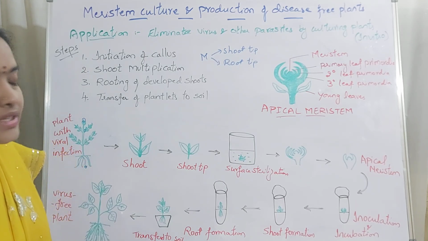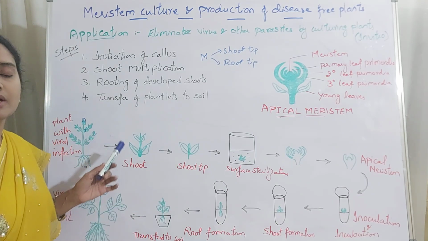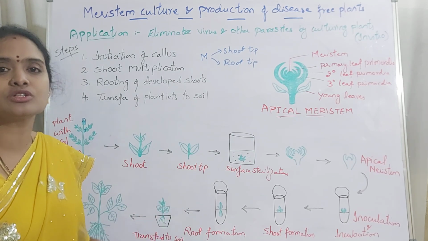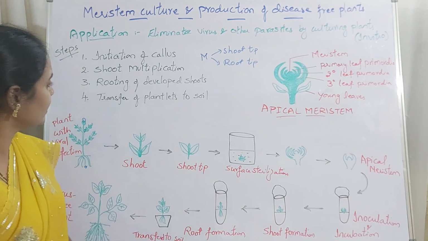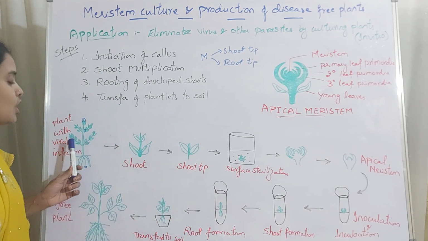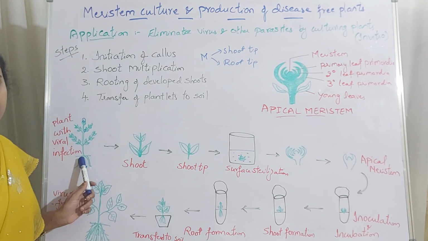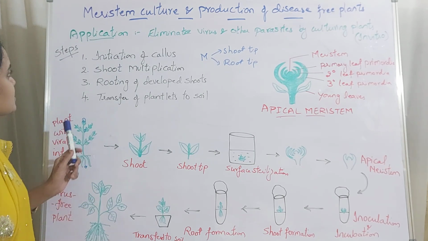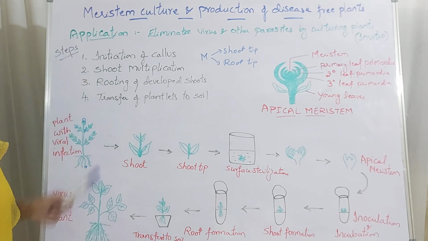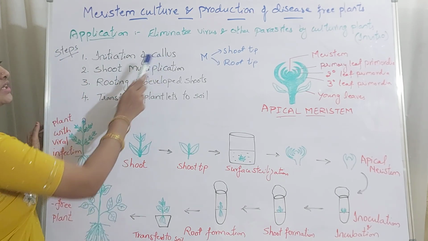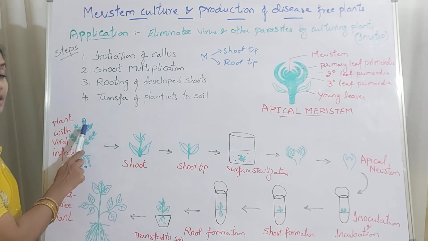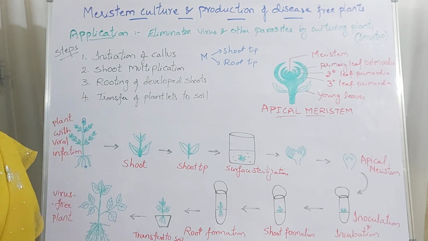Right? So if I take the seeds and sow it again, the plant which is grown after germination will also have that virus. So I have to produce a plant in such a way that I must get rid of these pathogens or the parasites. So here let us see the steps involved in it. The first step is initiation of the callus. So here I told, though I take any part of the plant, the viral infection will be there.